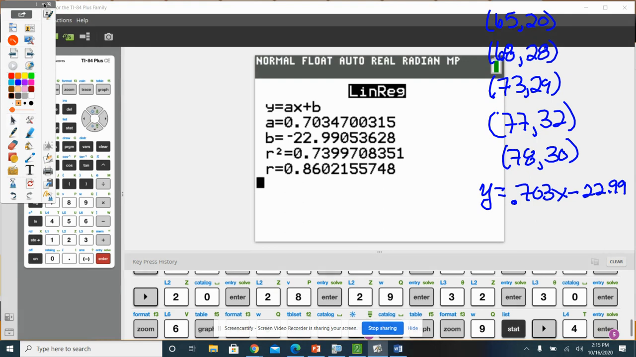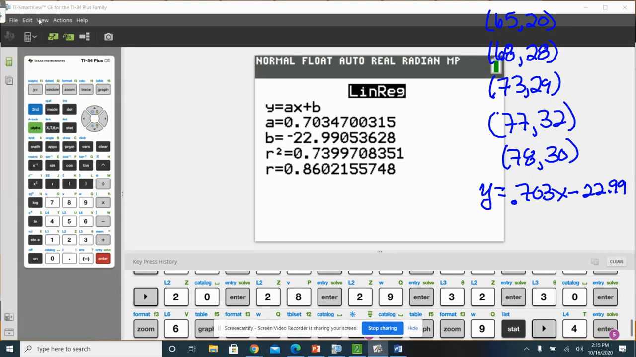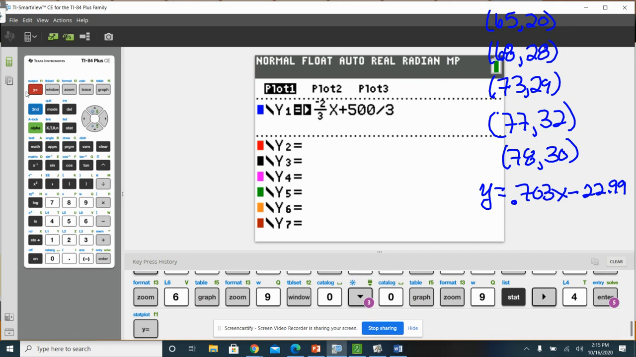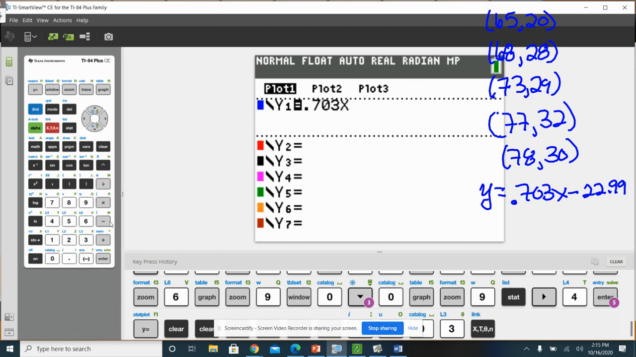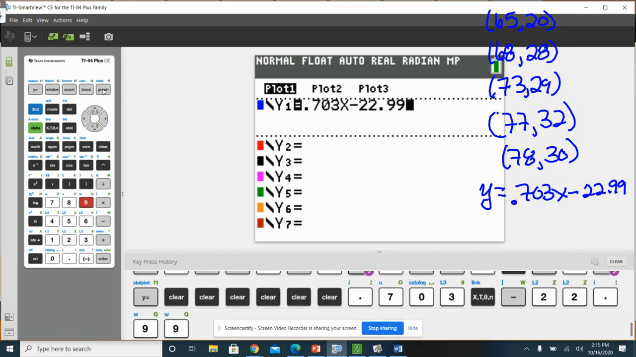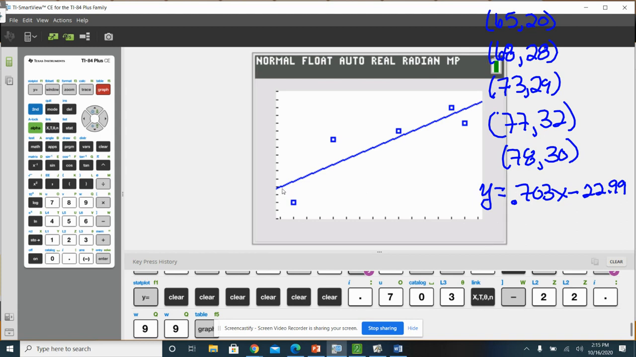So if I want to graph it, clear this out, and I typed 0.703x minus 22.99, and I hit graph, you can see that this line can estimate those points. That's the line of best fit.